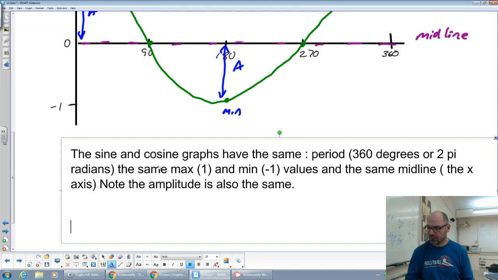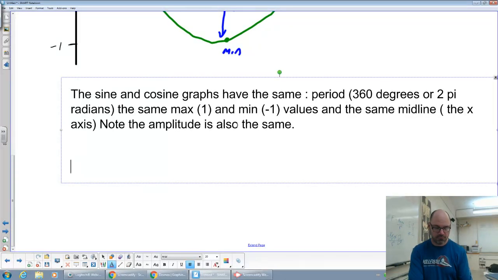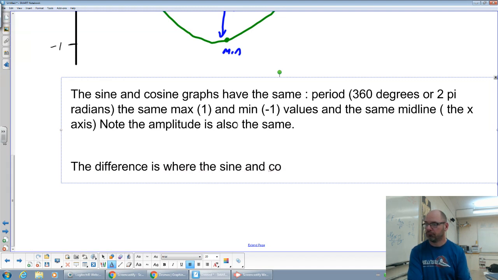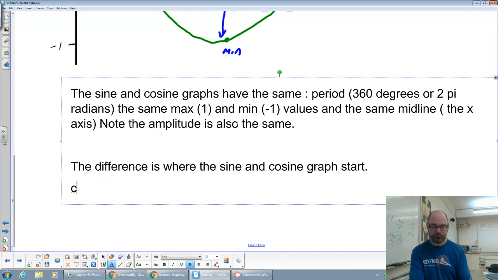Okay, the difference is where they start. Cosine starts at 1 and sine at 0. This then gives different x-intercepts.